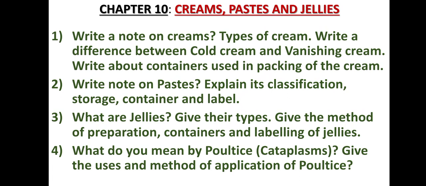Second question, write note on paste. Explain its classification, storage, container and label. Third question, what are jellies? Give their types. Give the method of preparation, containers and labeling of jellies. Fourth question, what do you mean by poultice? So poultice is also known as cataplasms. So give the uses and method of application of poultice.